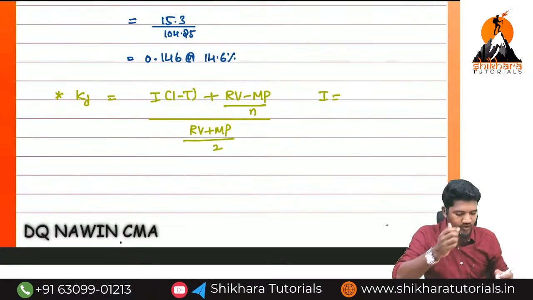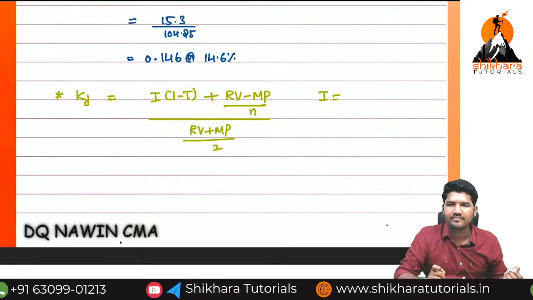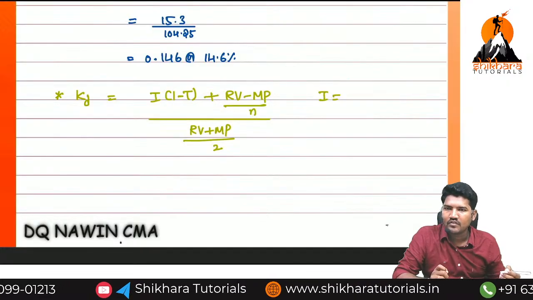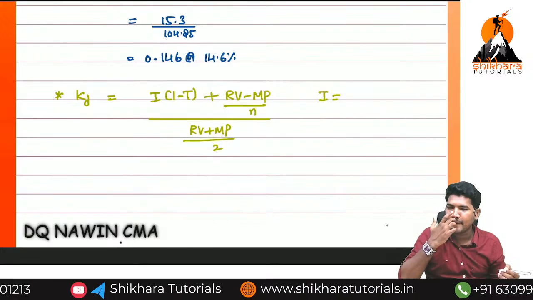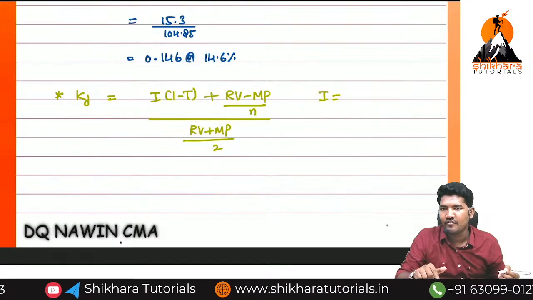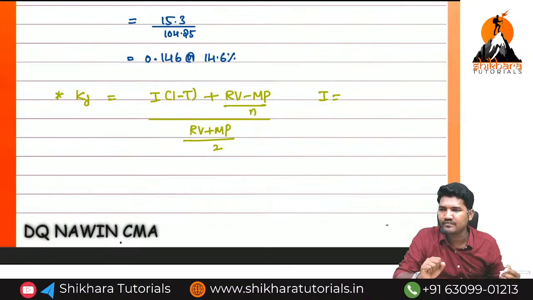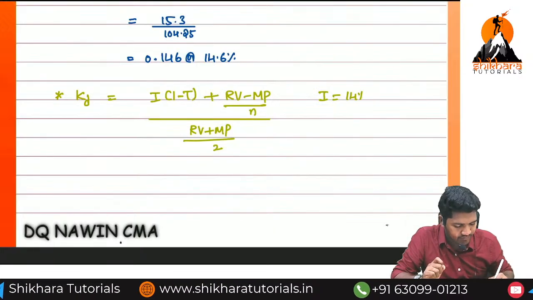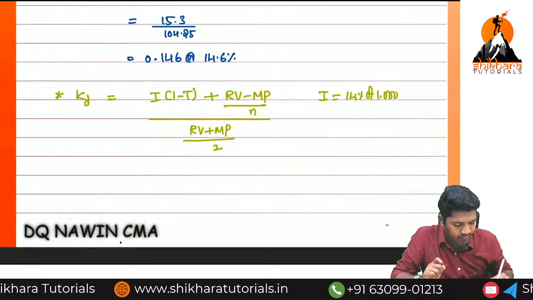Now I equals interest. What percentage is given? 14% on face value. Face value we are not assuming; we are taking the assumption related to debentures. The face value given in the question is 1000. 1000 into 14% is 140.